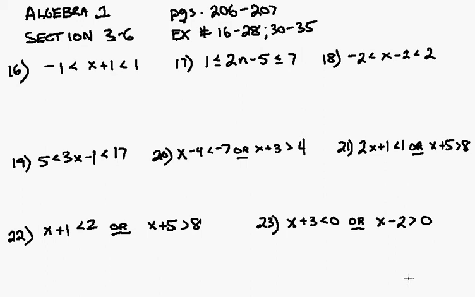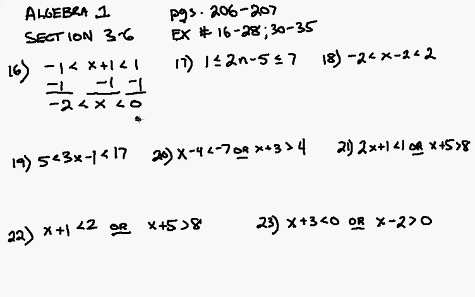Problem number 16. Again, we want to solve this inequality for x. So we're going to subtract 1. And what we do is we subtract 1 from both sides of the inequality. So now we have negative 1 minus 1 is negative 2. Here we have x. And 1 minus 1 is 0. So we have x is less than 0 and greater than negative 2.